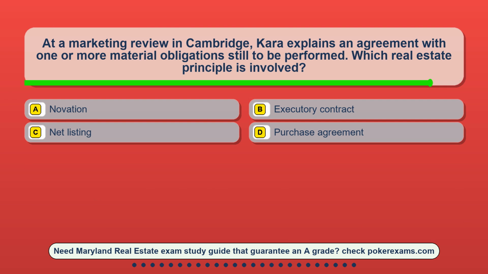Question 20. At a marketing review in Cambridge, Kara explains an agreement with one or more material obligations still to be performed. Which real estate principle is involved? Option A, novation. Option B, executory contract. Option C, net listing. Option D, purchase agreement.